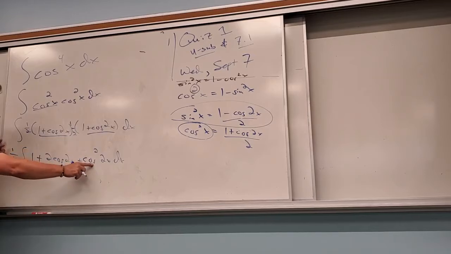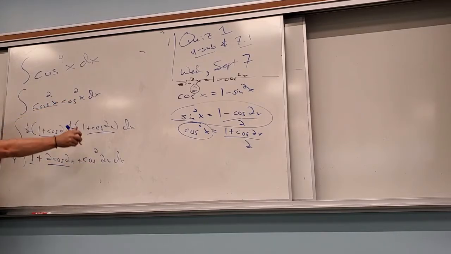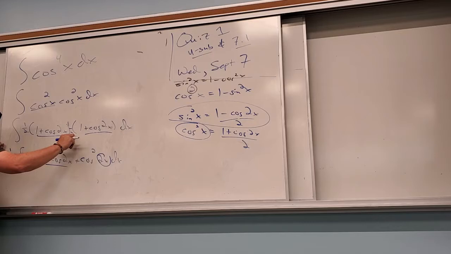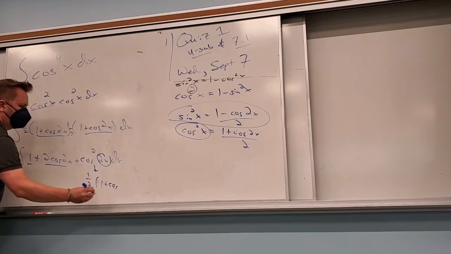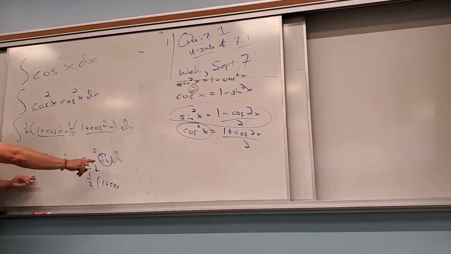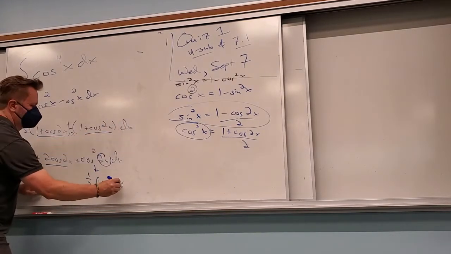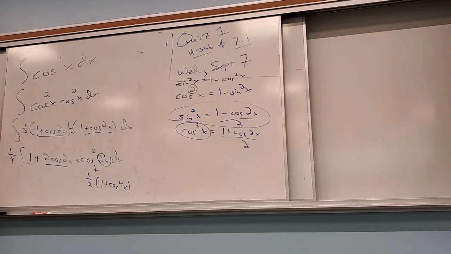And this, I have to do the same thing we did up here, except now, if I replace this, it's going to be 1/2 times 1 plus cosine of what? It's already 2x, so 4x. This is weird. Oh well, too bad.